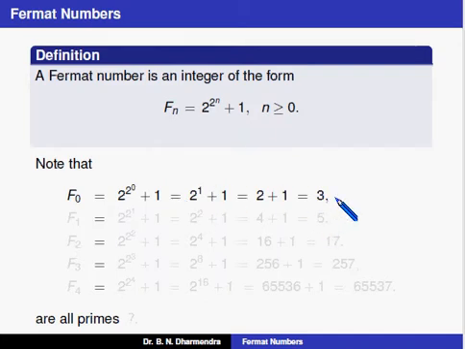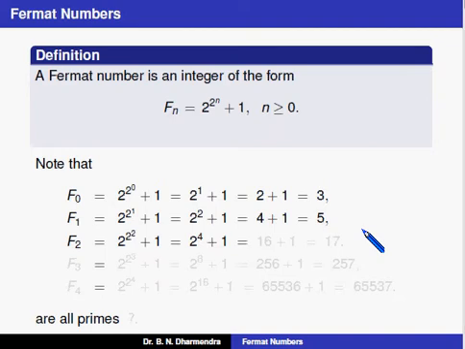Similarly, when n is equal to 1, F1 is equal to 2 to the power of 2 to the power of 1 plus 1. That can be written as 2 square plus 1. We know the value of 2 square is 4, plus 1, that's equal to 5. Similarly, F2, when n is equal to 2, is 2 to the power of 2 to the power of 2 plus 1, that's equal to 2 to the power of 4 plus 1. 2 to the power of 4 is 16, plus 1, that is equal to 17.